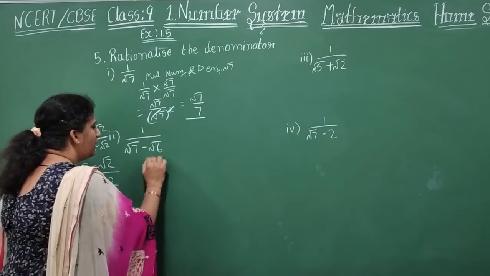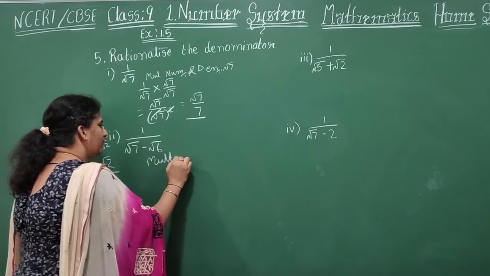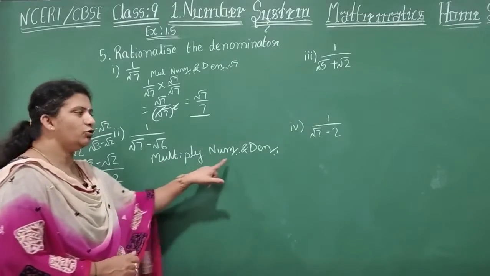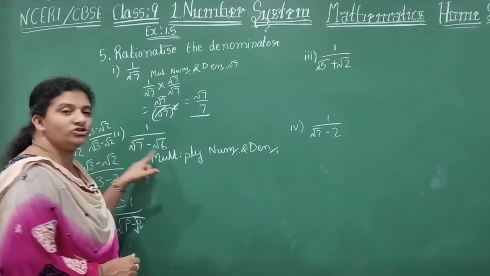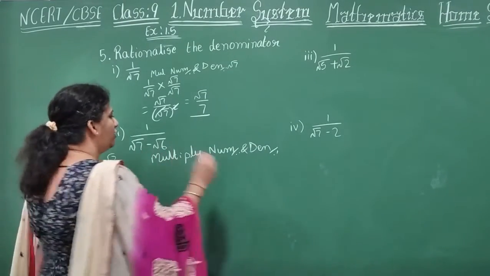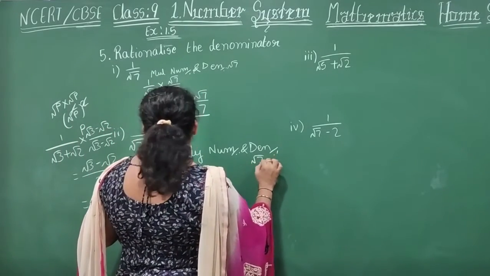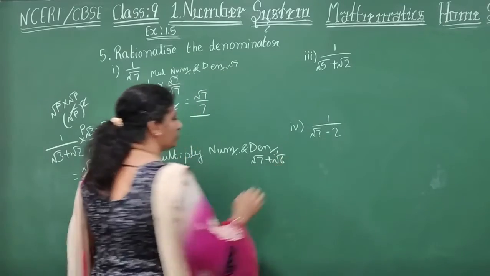So now observe your second sub question here. What is this? Multiply. So here, multiply numerator and denominator by the conjugate. What is the conjugate here? Root 7 plus root 6. Multiply numerator and denominator by root 7 plus root 6.